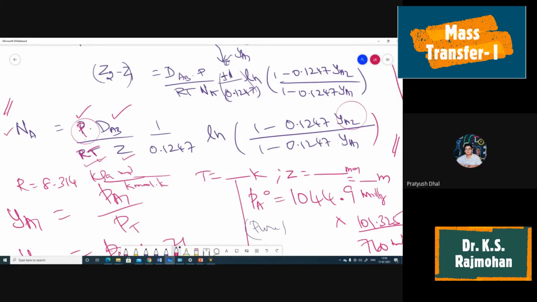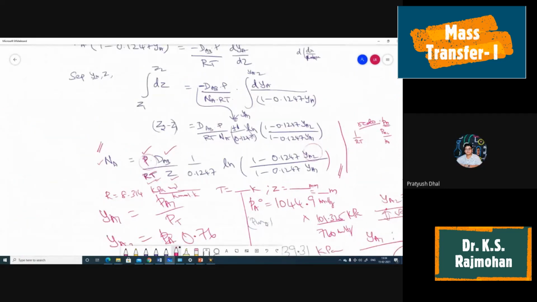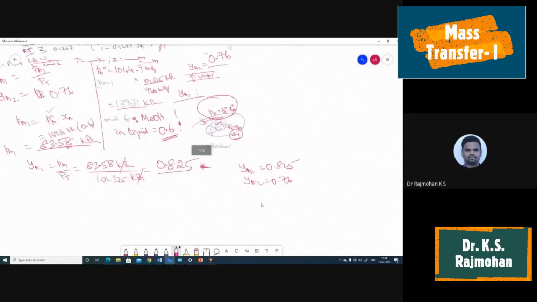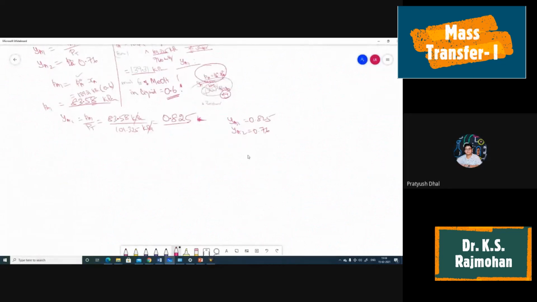So 4.6307 into 10 power minus 5. Any other answers? Your name? Pratish Dala. Yes. Okay. So same answer, 4.63 into 10 raised to minus 5. Name? Preetha. So NA we will substitute 4.63 into 10 raised to minus 5, with unit.